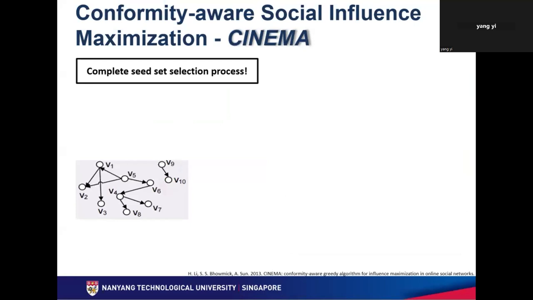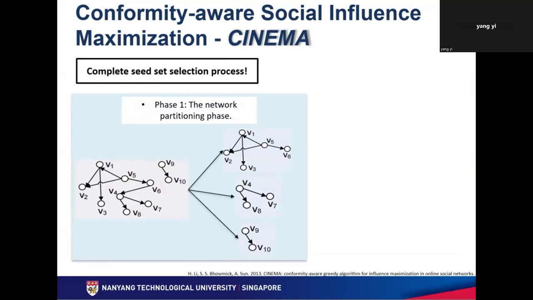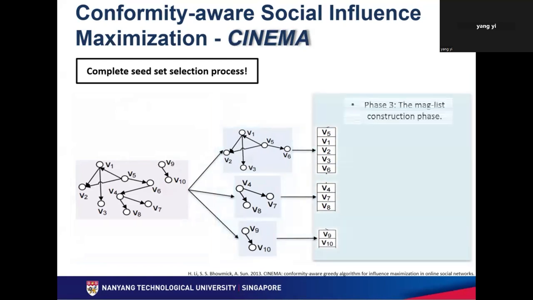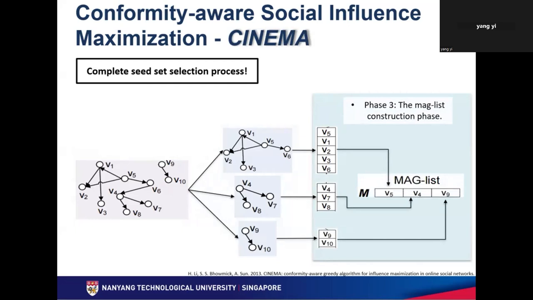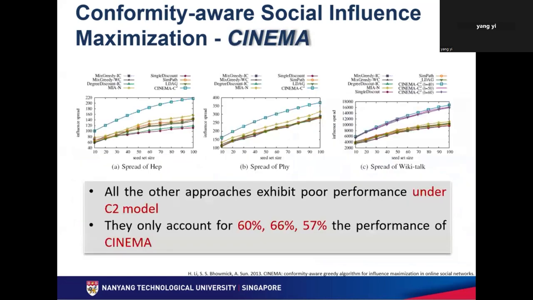Given that result, we can carry on to a new solution for the IM study based on the conformity result. The whole procedure works as follows, given such a large network. We can partition the network using some graph partition method, and we can compute the conformity for each part of the subgraph, and we can maintain a data structure from which we can efficiently select nodes. After that, we can select seeds. The list here shows the expected influence spread we calculated using the IC model under conformity. Following the conformity-aware influence maximization solution, we name the solution CINEMA.